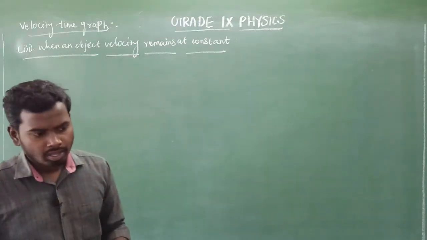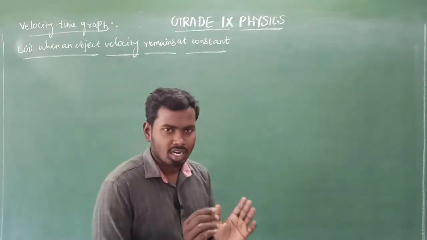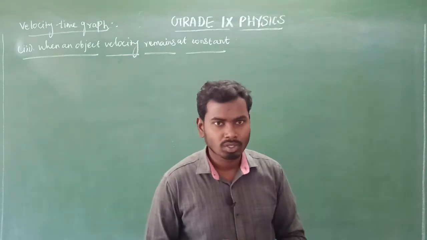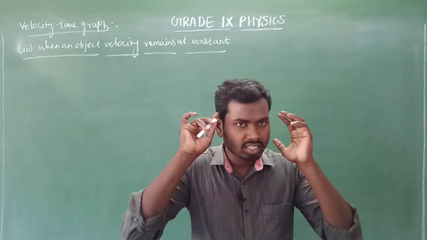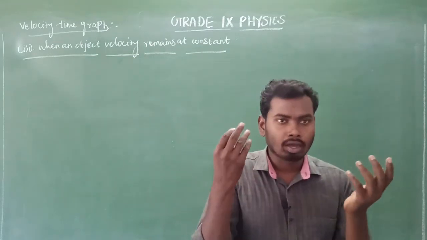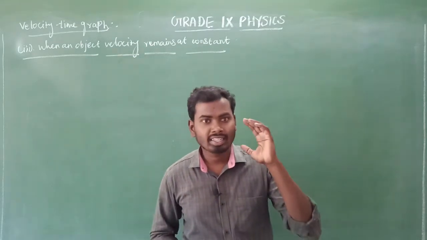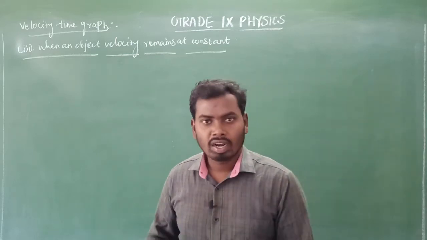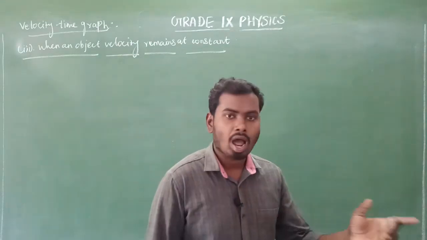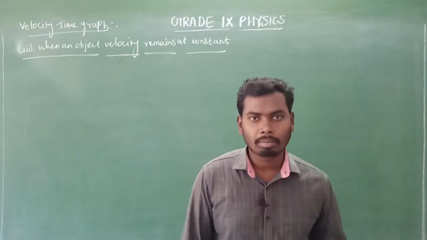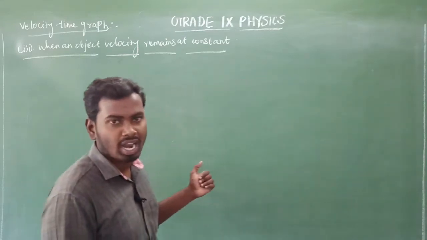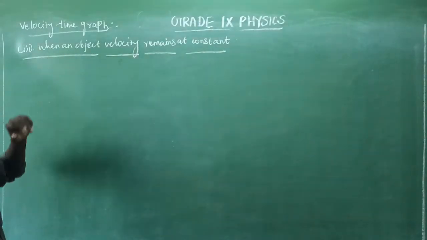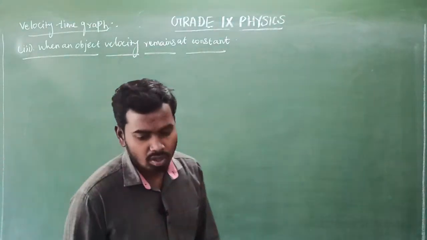Obviously we will start with an example, because this is a very complicated lesson. Without an example we cannot get any idea about any topic. That is the reason why whenever I start any new topic, I start with an example. So here also I am going to start with an example. So the 3rd one: when an object's velocity remains at constant.